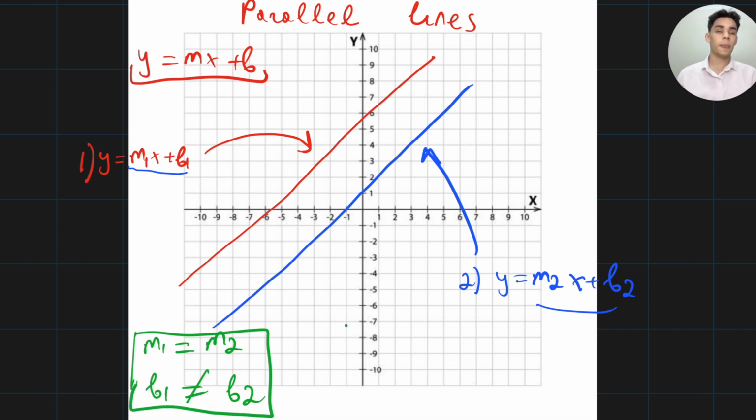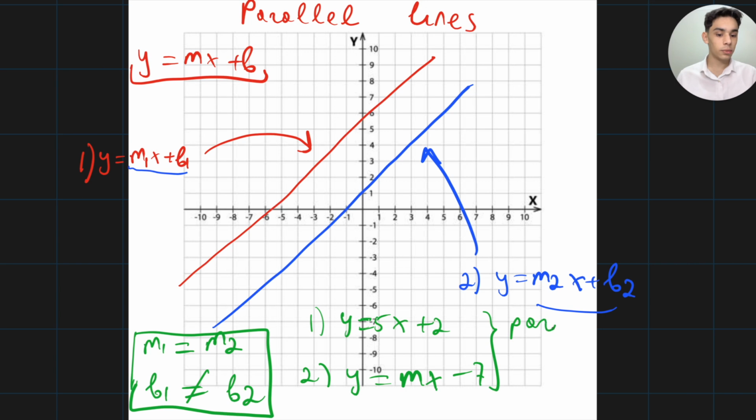Now, let's say we have a question and we are told that the first line is given like this: y equals 5x plus 2. And we have a second line, which is y equals to mx minus 7. We are told that these two lines are parallel, and we need to find what m equals to.